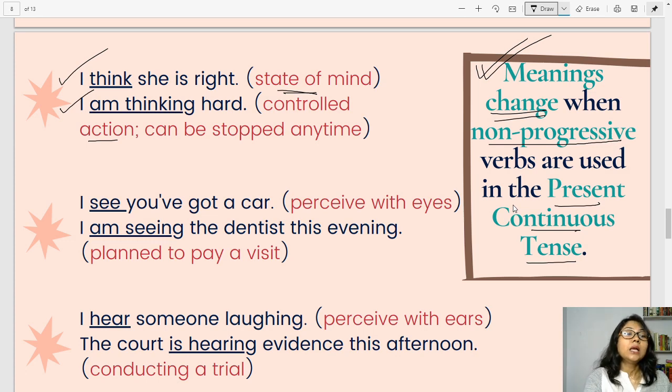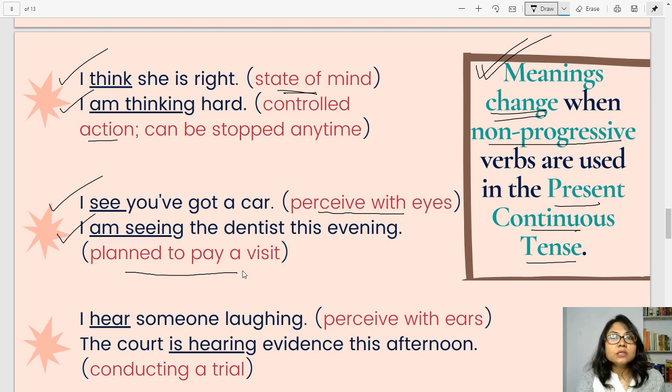Okay? I see you've got a car. That is, I'm seeing with my eyes. I'm perceiving with my eyes. I'm seeing the dentist this evening. That is, planned to pay a visit. I have made an appointment with the dentist. Okay? So there's a big difference between the two.